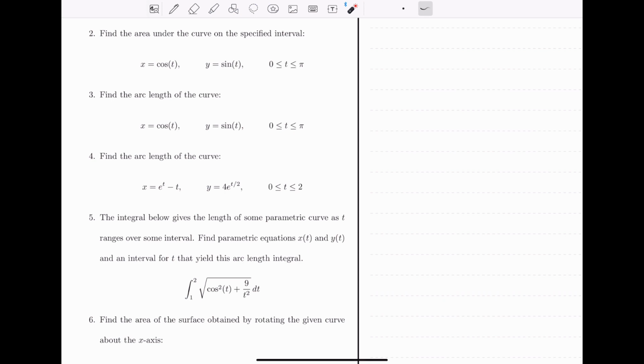Take a look at example 3, and notice the similarity between example 3 and example 2. We just found the area under this parametric curve, and we saw that this is half of a circle, so we found the area for a circle, and now we're finding arc length. Well, arc length along a circle is just the circumference. So what we're going to do for problem 3 is to find half the circumference of a circle with radius 1. Let's give it a try.